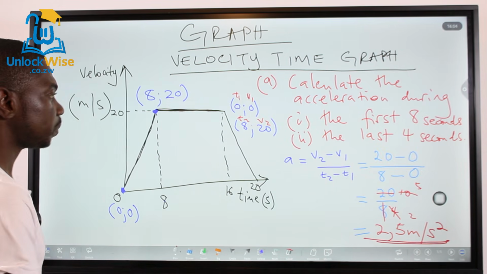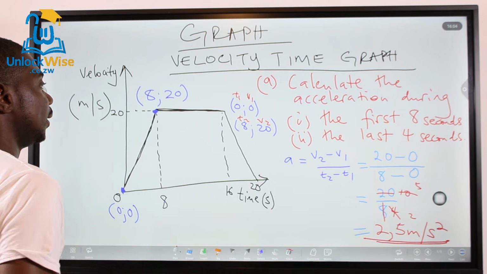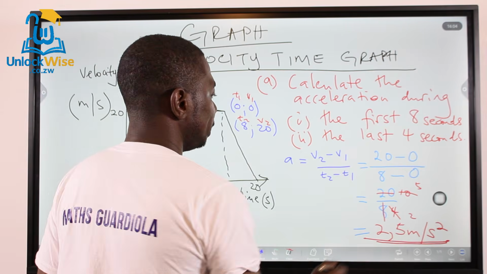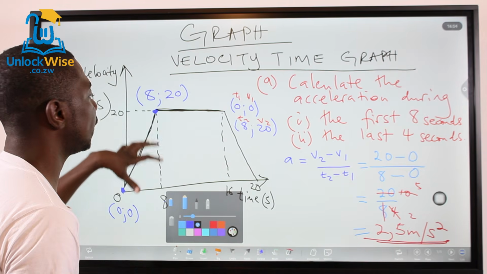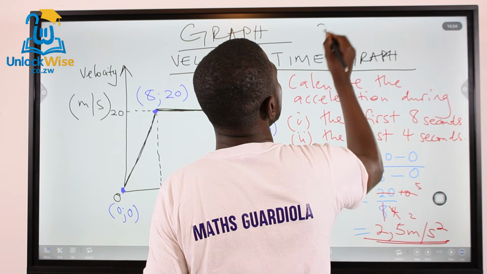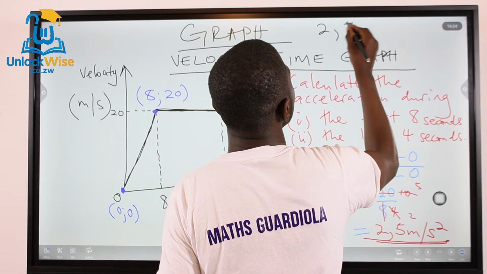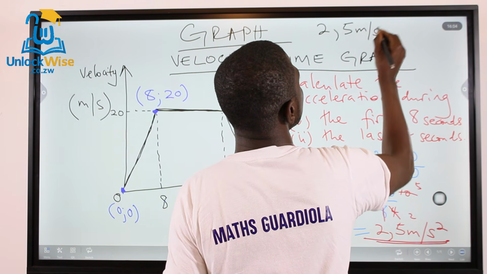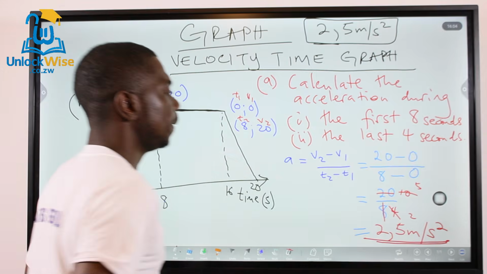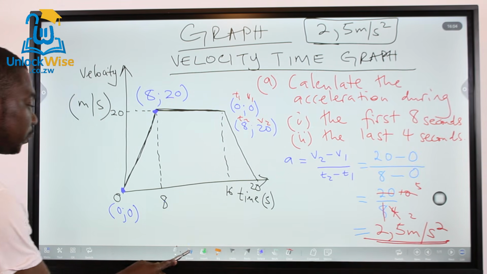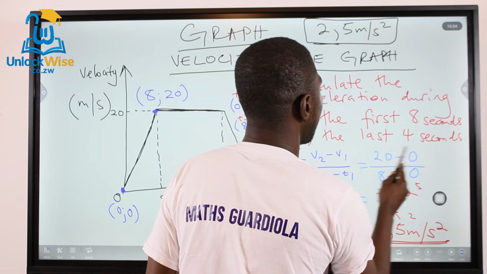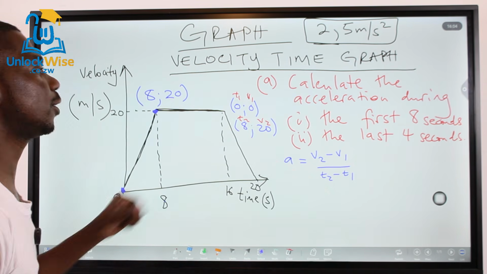And now I will keep this because I want to show you something as we go. Our acceleration during the first 8 seconds is 2.5 meters per square second, right? I want you to remember this. Right. Then we also want to calculate the acceleration during the last 4 seconds.